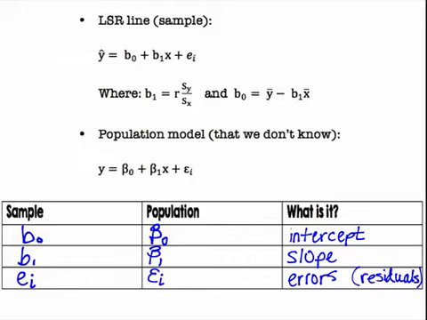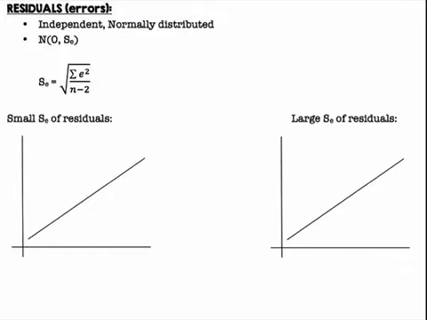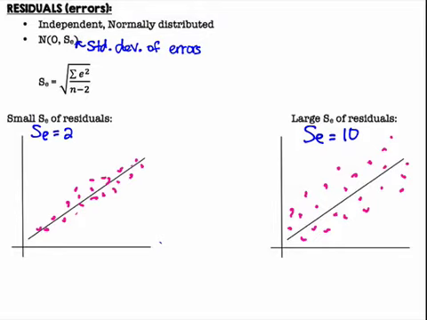Population model, so we don't know this. This is what we're basing it on. We're making predictions with the sample to help us come up with a population model. Okay, y equals beta sub 0 plus beta sub 1 x plus epsilon sub i. Beta sub 0 is the population intercept, beta sub 1 is your population slope, and epsilon i is the errors or residuals for the population. Our residuals or errors are independent and normally distributed with a normal distribution of 0 and the standard deviation of the errors.